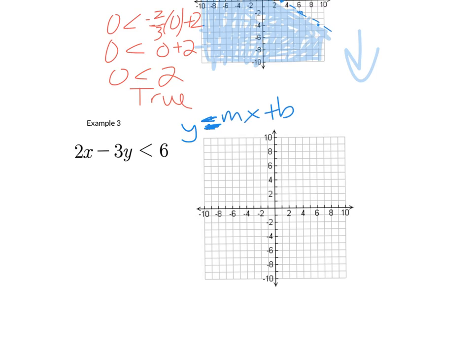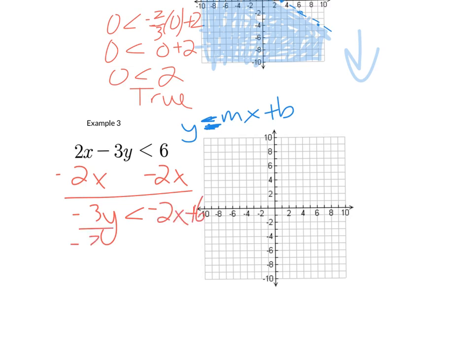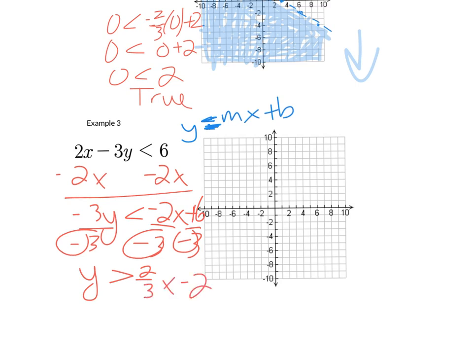In this example, I want to make this look like y equals mx plus b, so I'm going to move the 2x. We've done this before. We're going to have negative 3y is less than negative 2x plus 6. And then we're going to divide everything by negative 3. So I've got y. Now, I divided everything by a negative, so this is a negative, this is a negative, negative. So we're going to switch the inequality around. It's greater than. And negative over negative is positive, so 2/3 x. And then 6 divided by negative 3 is negative 2. So y is greater than negative 2/3 x minus 2.